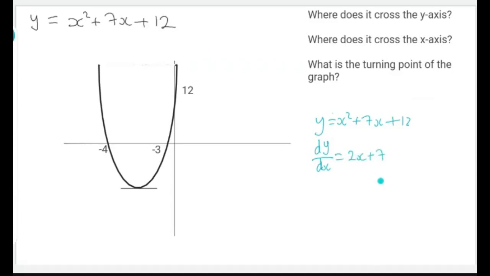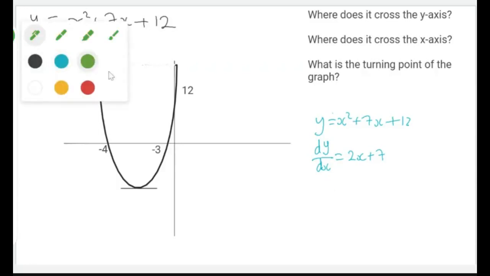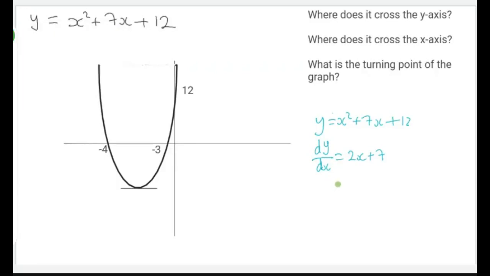Do you know what we do from here? Would you find out what x is to equal 0? Yep. All right, so minus, how do you say it? Would it be minus 3.5? Yep, nice. So x equals minus 7 over 2 or minus 3.5. So we know that the x coordinate of the turning point is minus 3.5 or minus 7 over 2.